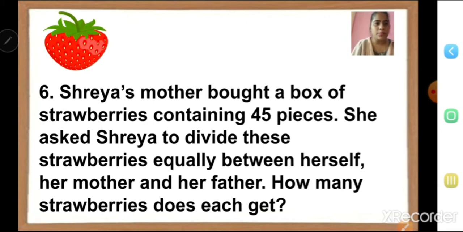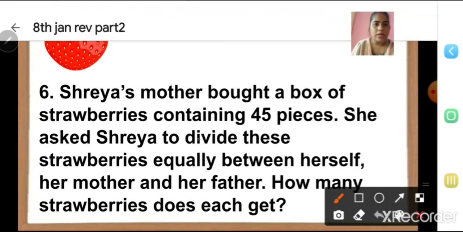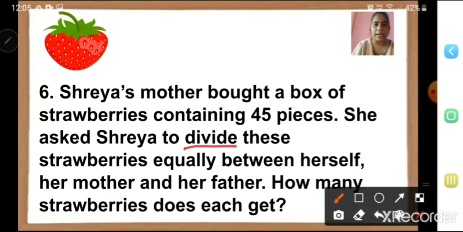Shreya's mother bought a box of strawberries containing 45 pieces. She asked Shreya to divide the strawberries equally between herself, her mother and her father. How many strawberries does each get? Okay, so now here we have to read the question carefully and understand if it is a multiplication question or a division question. Now look at this keyword. Here they have given divide. She asked Shreya to divide the strawberries. That means it is a division question.